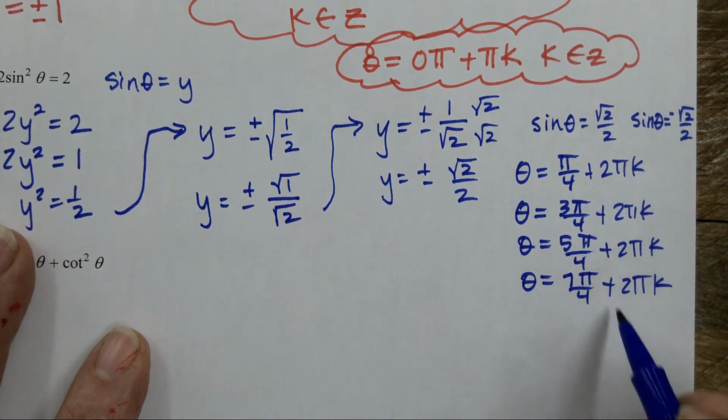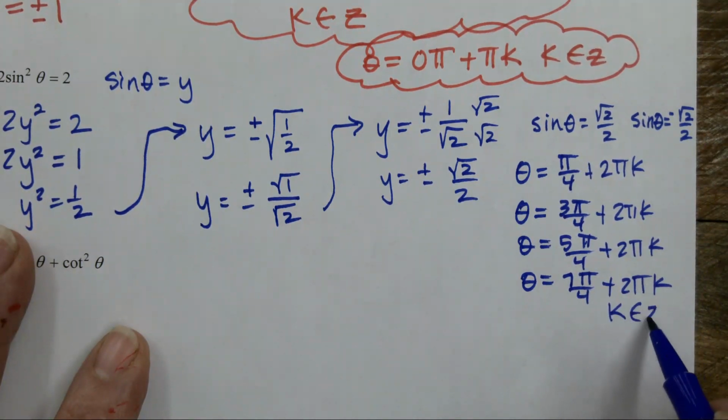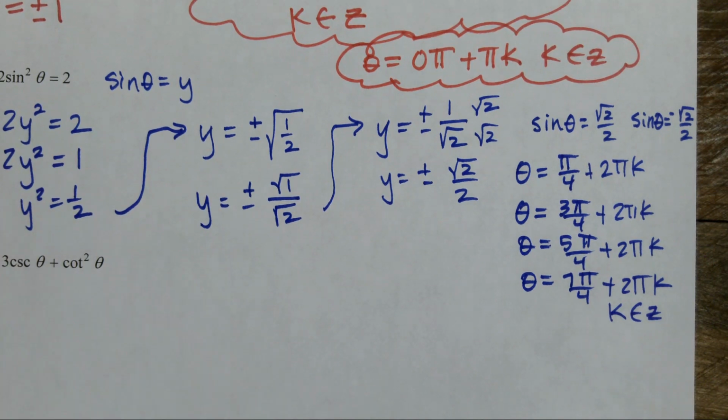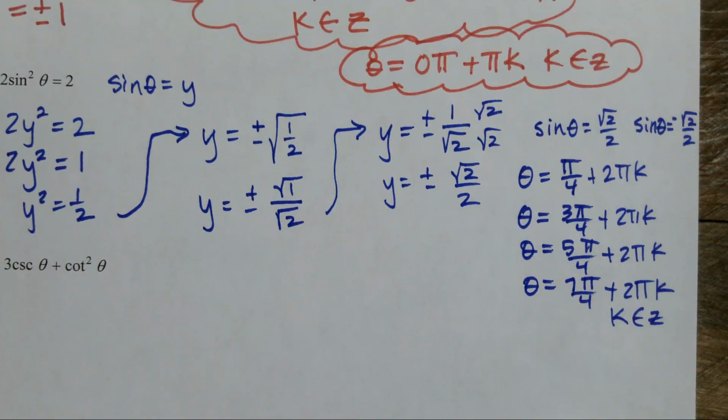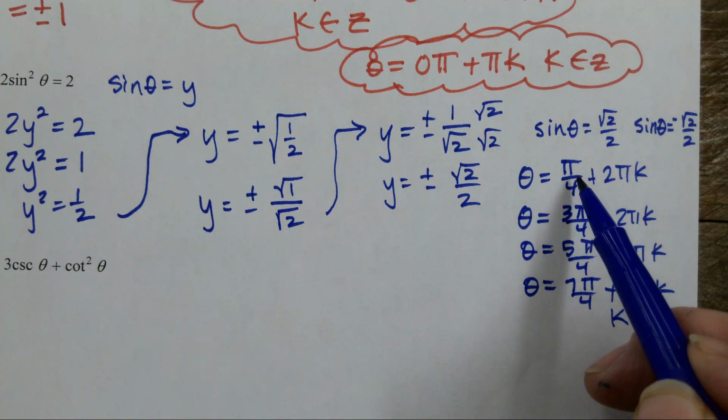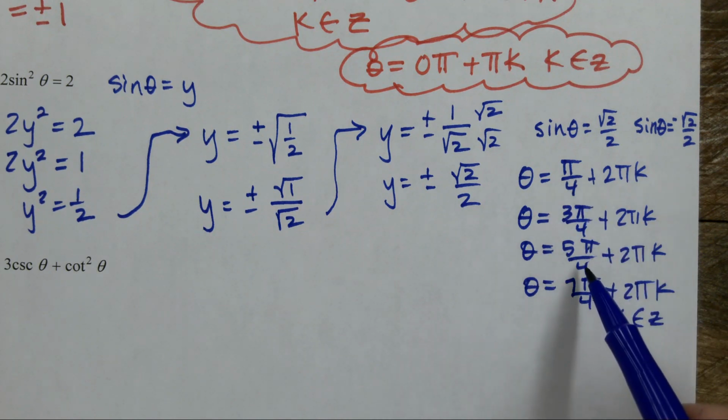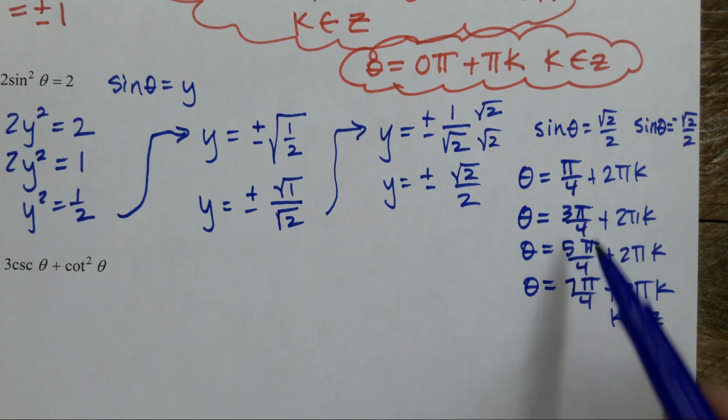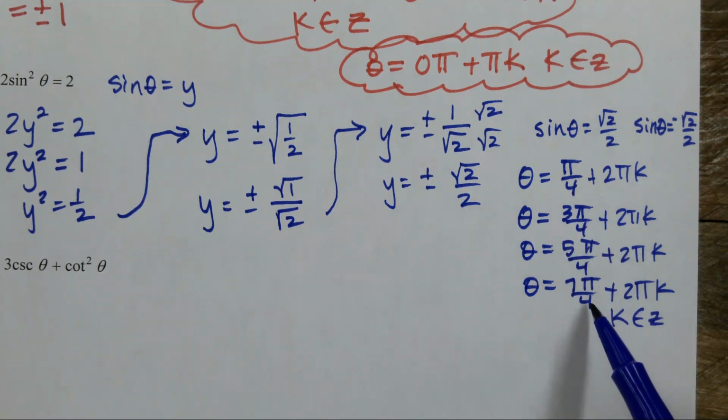What the heck is k? K is an integer. Can I rewrite this one differently? Could I use just plus pi k on this one? I can, because I'm all the way around the circle. So from pi over 4, I could get to 5 pi over 4 by adding pi k. And from 3 pi over 4, I could get to 7 pi over 4 by adding pi k.